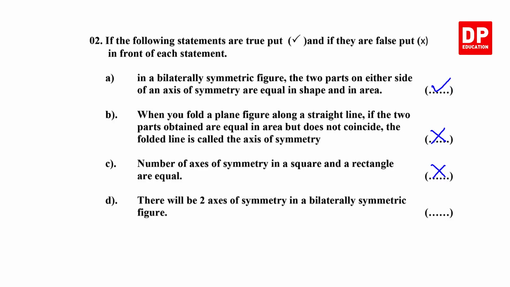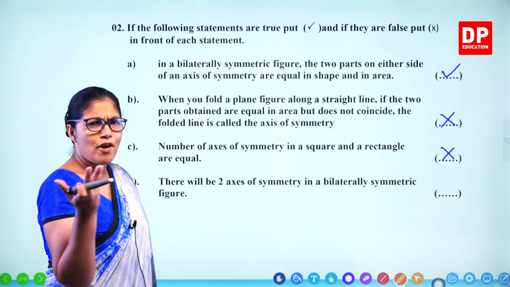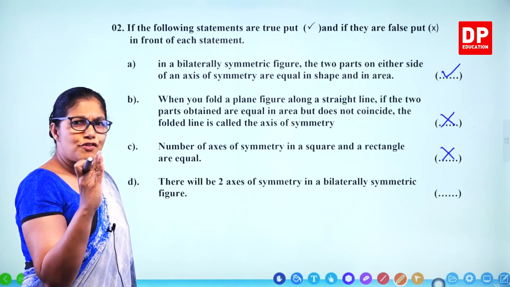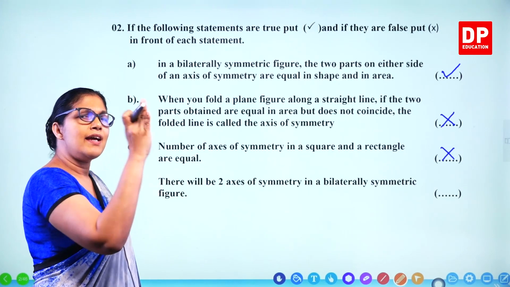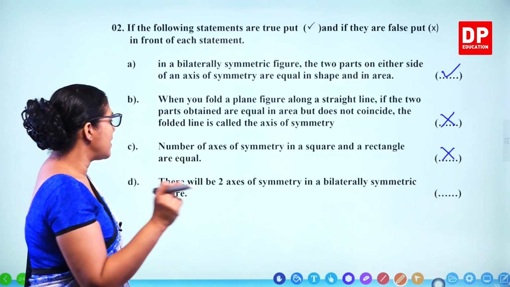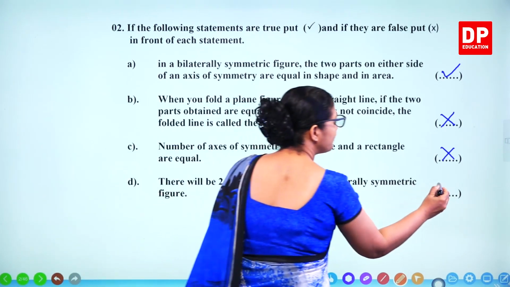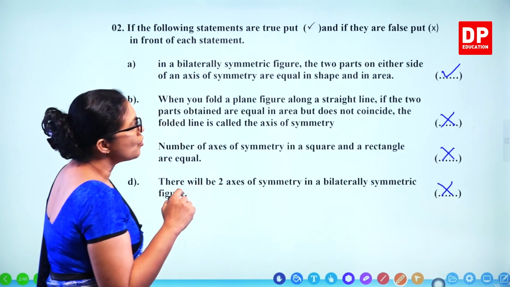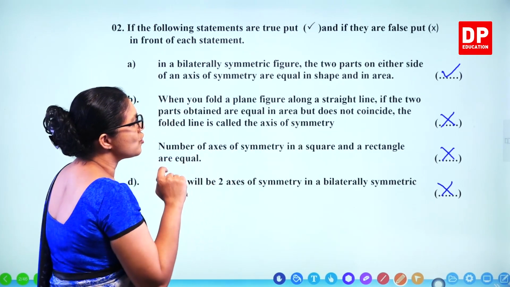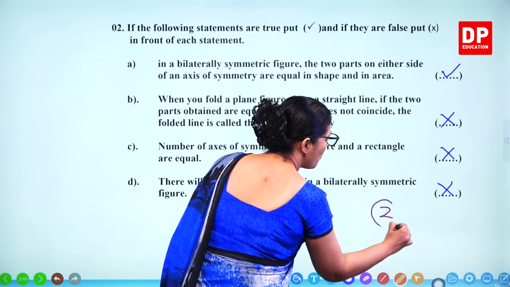There will be 2 axes of symmetry in a bilaterally symmetric figure. Bilaterally symmetric means you can get any number of symmetric lines. Bilateral means you get the same side on the other one when you take one axis of symmetry. So you can't say it's only 2. That's wrong. So only the first one is correct. Just 2 marks.